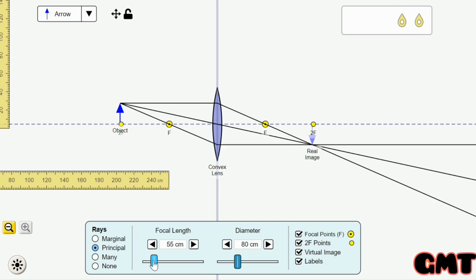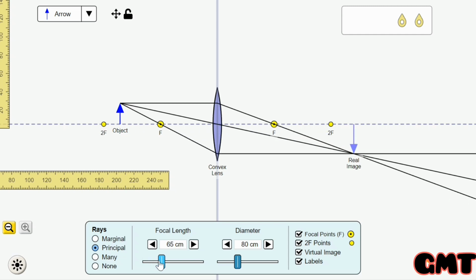So let's summarize today's session. I hope this simulation helps us to understand clearly how convex lenses are able to form images. Next time we shall see more about images formed by lenses.